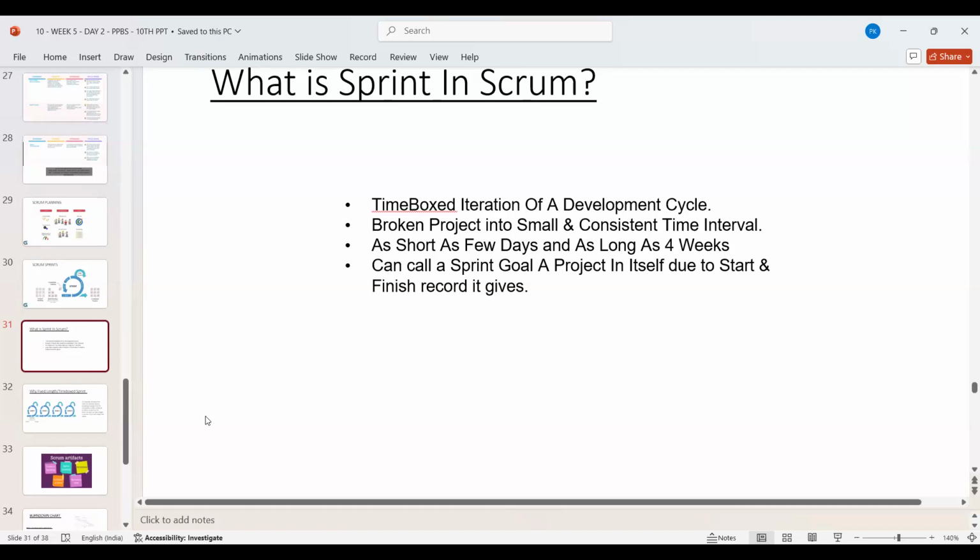Next point, can call a sprint goal a project in itself due to start and end. Yes. We explain this as the sprint has a start and end date, and we have functionality to deliver. When we complete this functionality and deliver it, it is itself like a mini project. You have a bigger project, and you have these mini projects which you work on during this period of time. Any doubt in this, guys? It's more of a revision of what we've learned already. Everybody good? Thumbs up. Thank you.